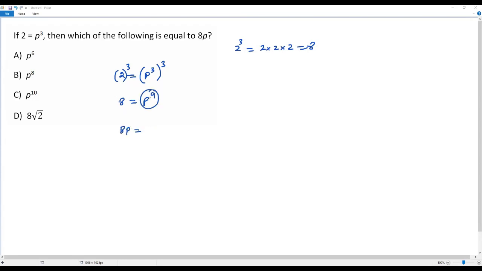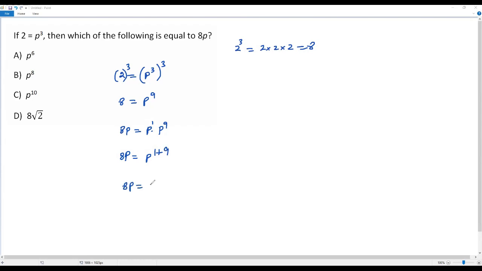On the right side, it has to be multiplied by p. Then we get p times p to the 9th power. So 8p equals, for this p, we don't have any exponent, so we can take the exponent as 1. Here we multiply two powers with the same base p. Whenever we multiply two powers with the same base, we can keep the base and add the exponents. Then we get 1 plus 9.